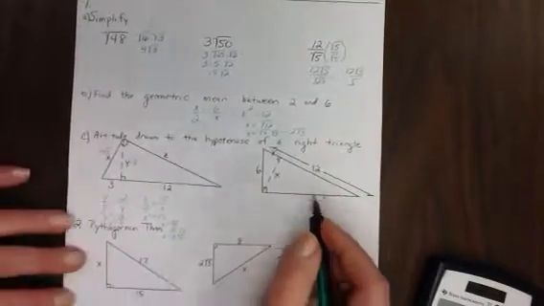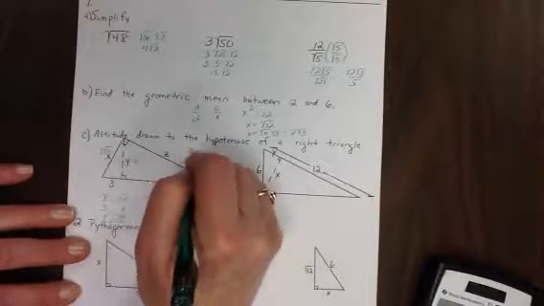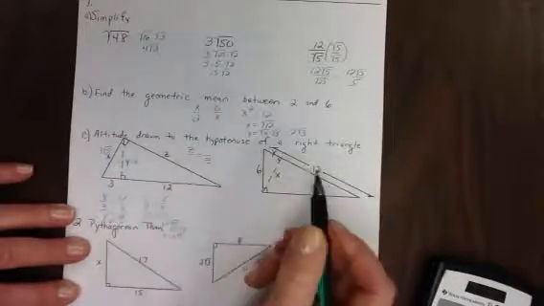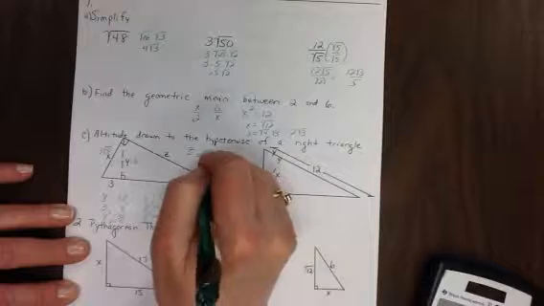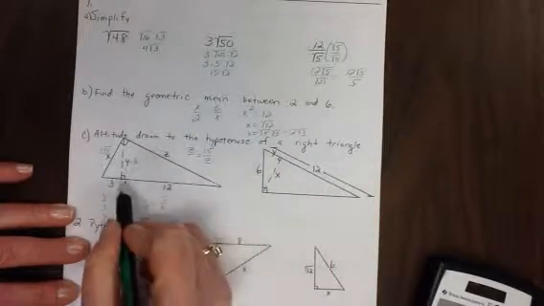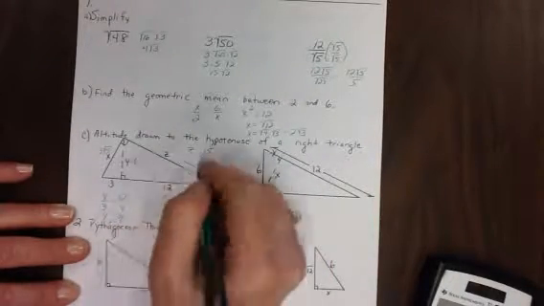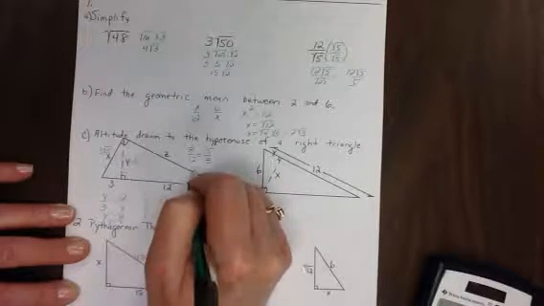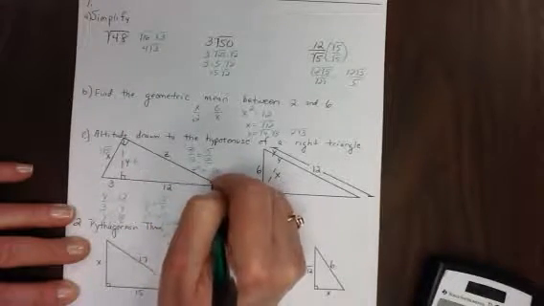Then for z, we have z is also a geometric mean between the whole hypotenuse, 15, and the segment of the hypotenuse that's adjacent, which would be this 12. So then when we cross multiply here, we get z squared is equal to 180.